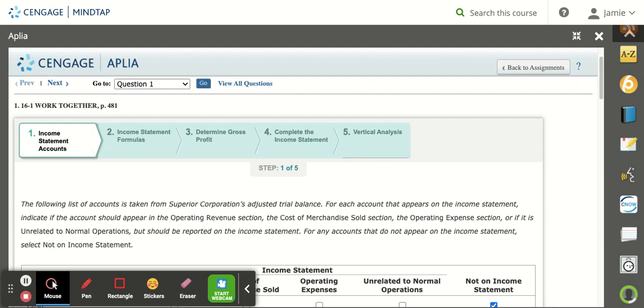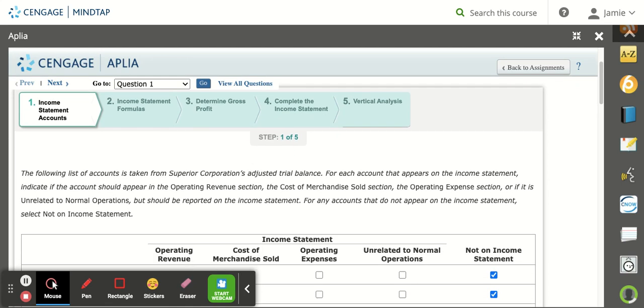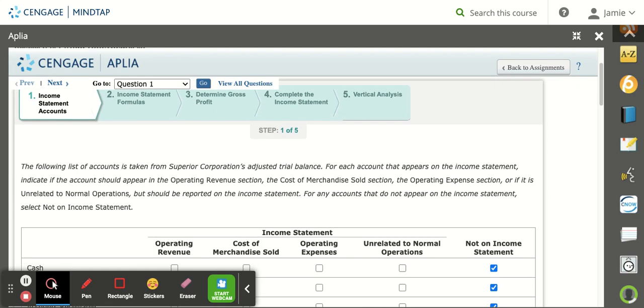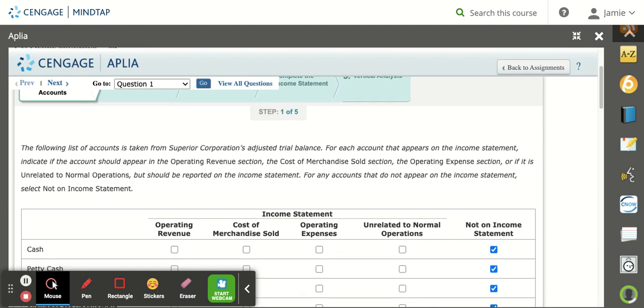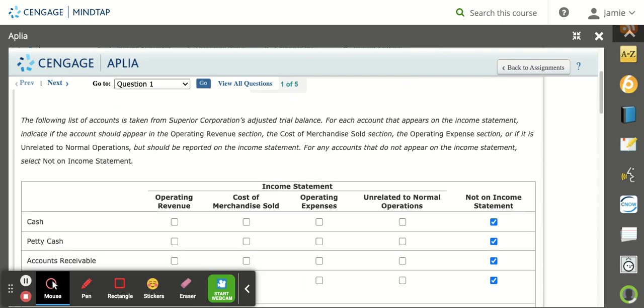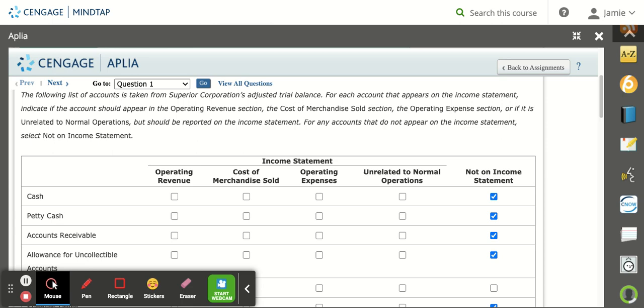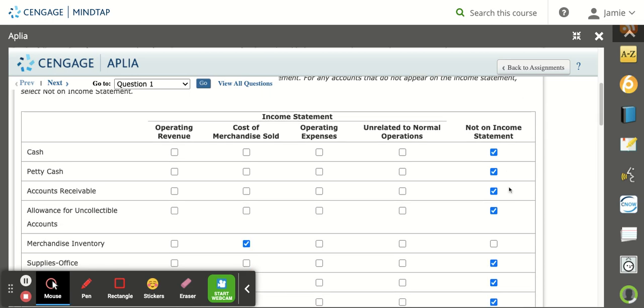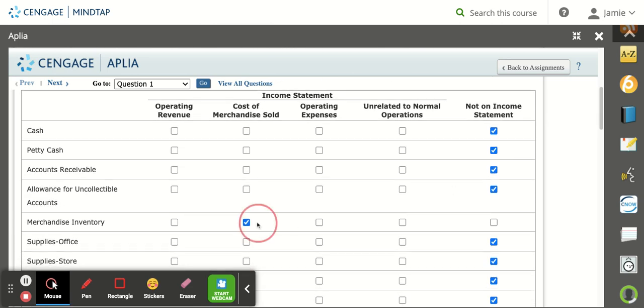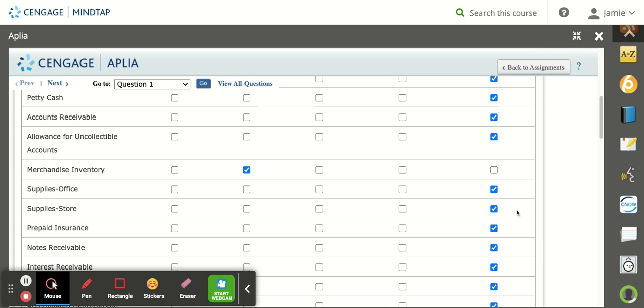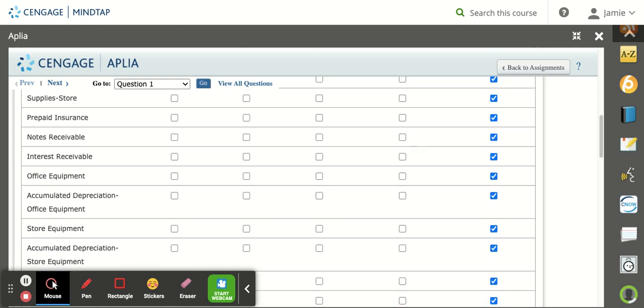For section 16-1 work together, we first need to determine the accounts that are included on the income statement. So our assets and liabilities are not included. So everything above income summary is not included except for merchandise inventory. Merchandise inventory we do need to include. Everything else above income summary is not included.